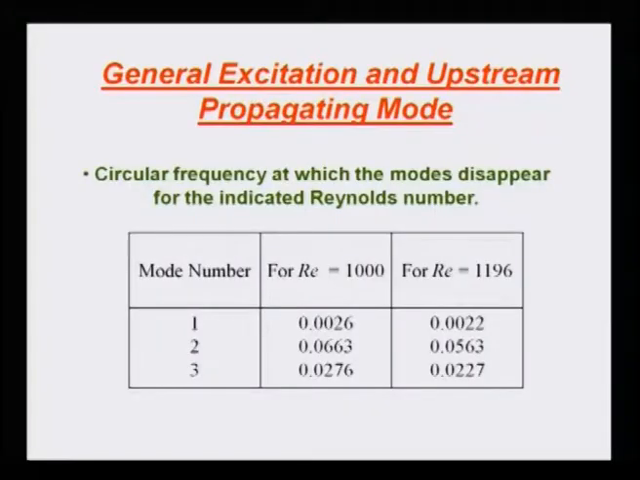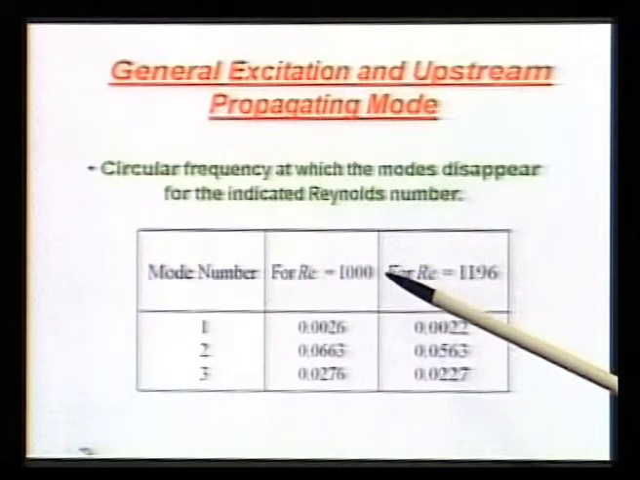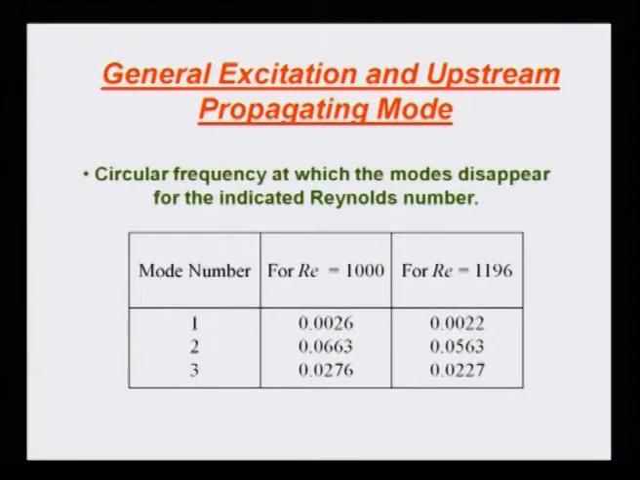Well, you have seen that in most of our earlier results, we have focused our attention on a Reynolds number of 1000 and a circular frequency of 0.1 non-dimensional. So what we saw was that for that combination we have 3 eigenvalues, and those 3 eigenvalues are of the following nature. One of them is unstable, 2 of them are stable.